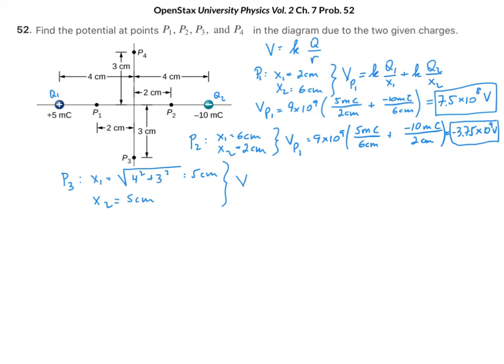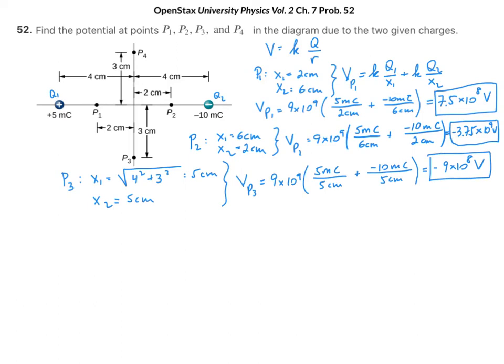So then the potential at point 3 will be 9 times 10 to the 9th times charge 1, which is 5 millicoulombs, divided by x1, which now is 5 centimeters, plus charge 2, that's negative 10 millicoulombs, divided by x2, which is also 5 centimeters. And that gives us negative 9 times 10 to the 8th volts.